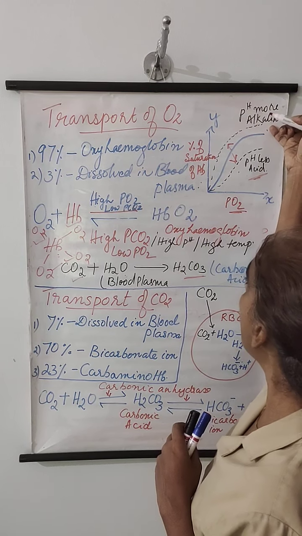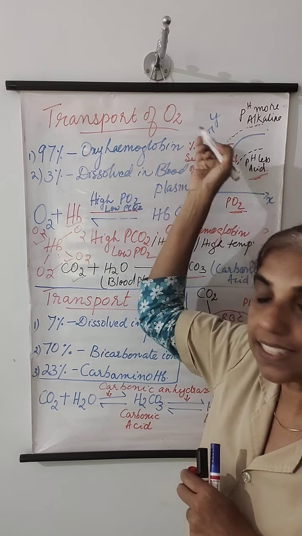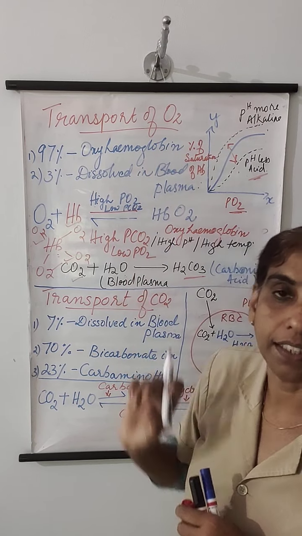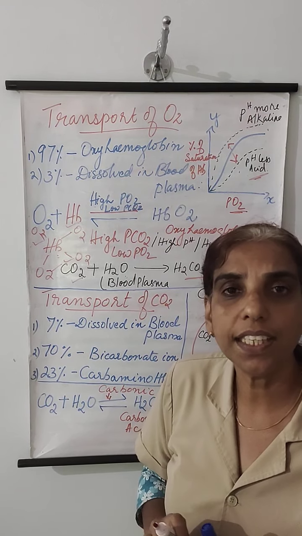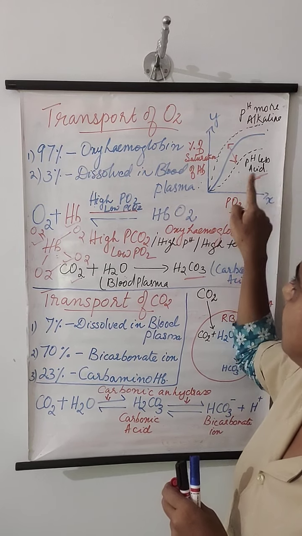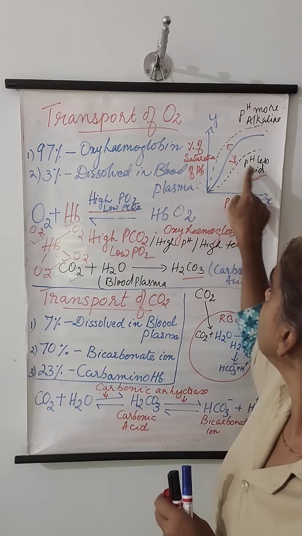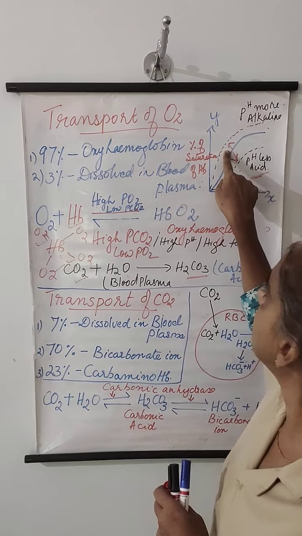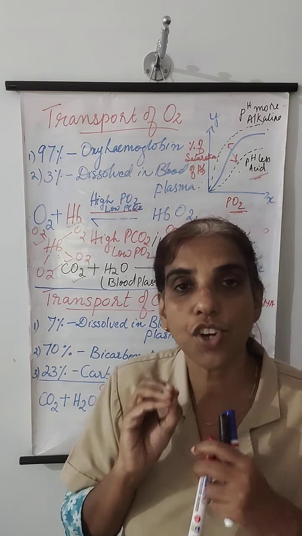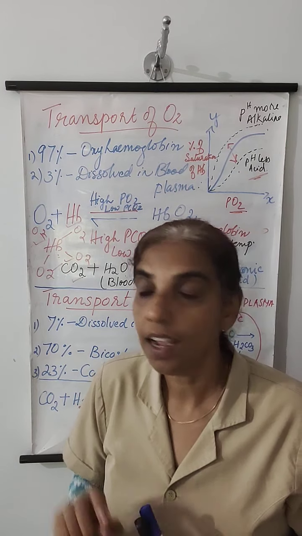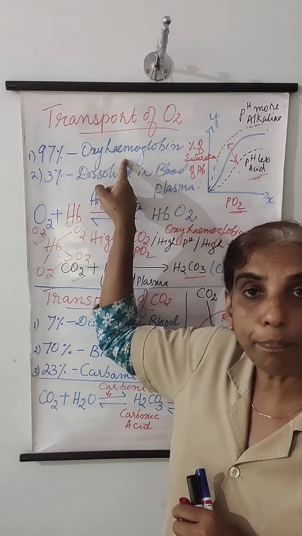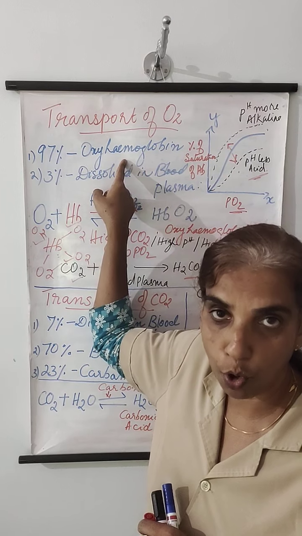If pH is more, that can cause alkalinity. As a result, the normal sigmoid curve shifts to the left side. This same condition can happen when temperature variation comes. In low temperature, it can shift to the right side. In high temperature, it can shift to the left side. So this is all about the transport of oxygen through blood. This can be 97% in the form of the complex formation, the oxyhemoglobin.